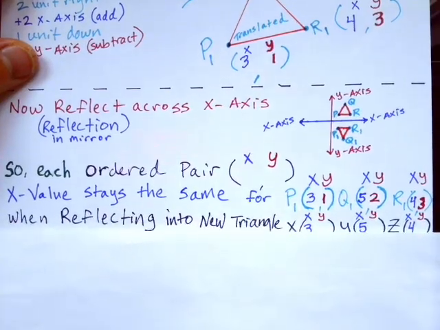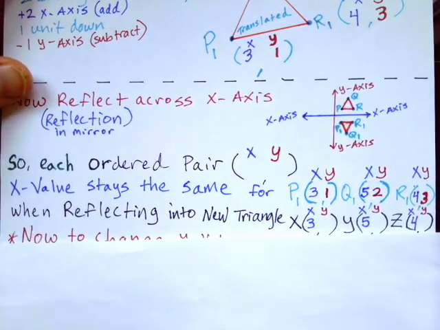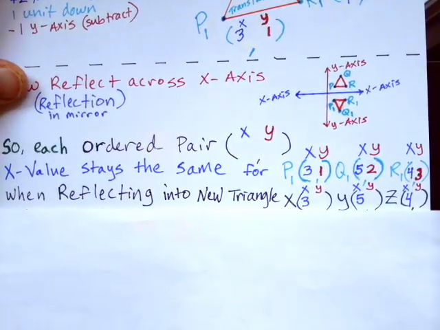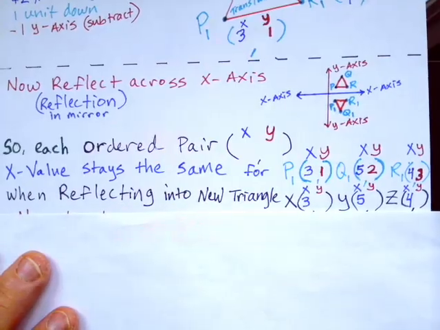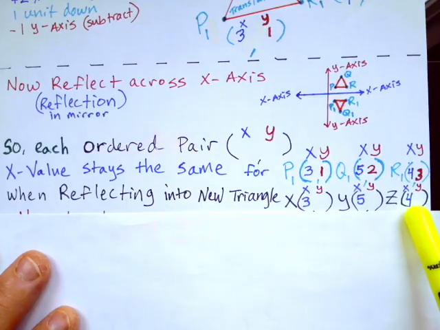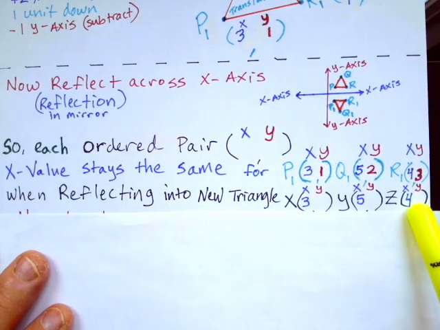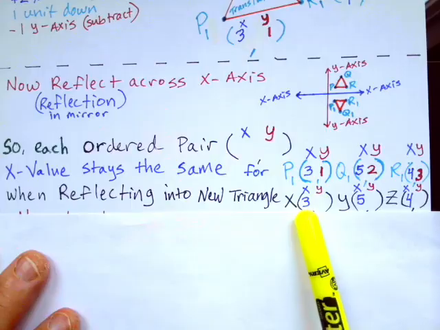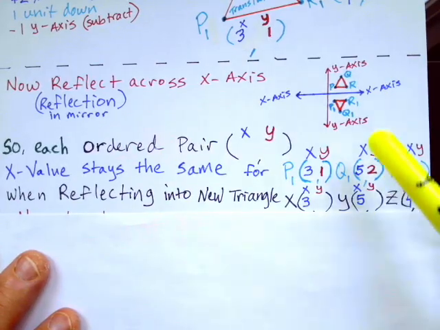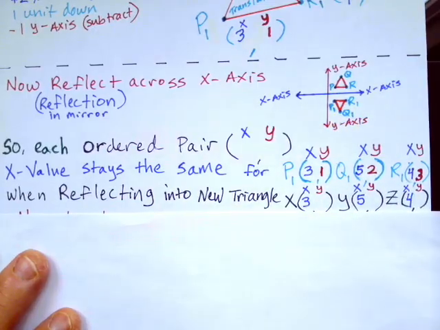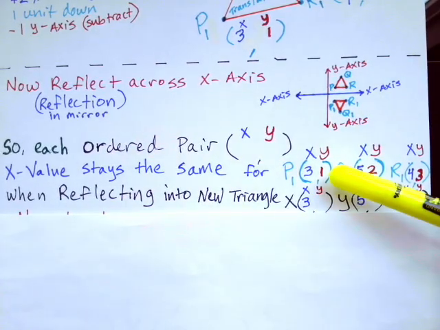So each ordered pair, X and Y, stays the same, right? In order to reflect the triangle. So another way to look at this is each of the P prime X values is going to stay exactly the same, right? And so in your options C or E, if you look at option E, they change the X values, right? But the X values in the images, they're all the same. It's the Y values that have changed, right? And I'm going to show you that here.